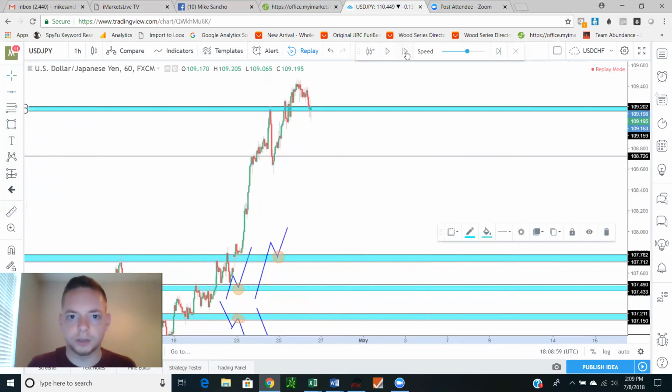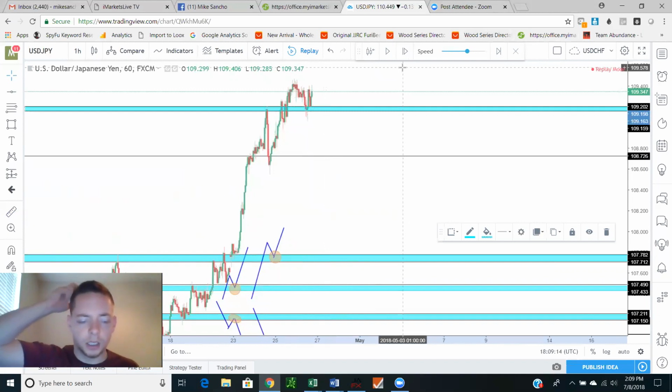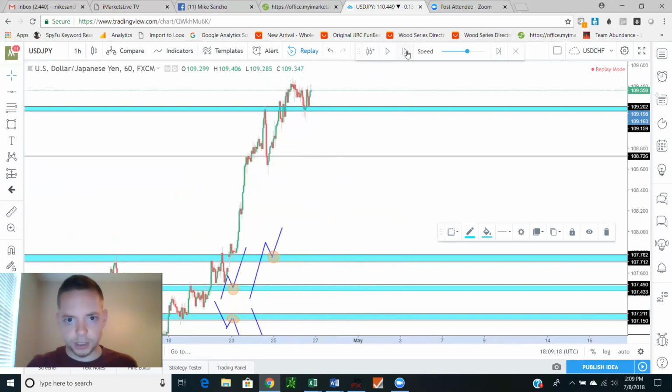Okay, and let's see what happens. So I probably would have taken that trade as a buy, and after 15 pips, I would have taken partial profit and put a 2-pip stop profit, so that would have stopped me out. So I'd have taken about 15 pips on that trade positive. Let's see what happens.